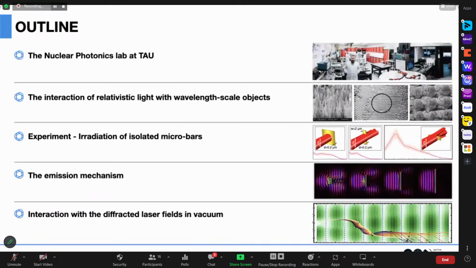I'm going to give a small introduction to the laboratory in Tel Aviv, and then formulate the problem and tell you about the experiments where we irradiated isolated microbars, and then talk about what we found out. This is divided into two areas: the emission mechanism for electrons from very small objects, and their following interaction over large propagation distance in vacuum.